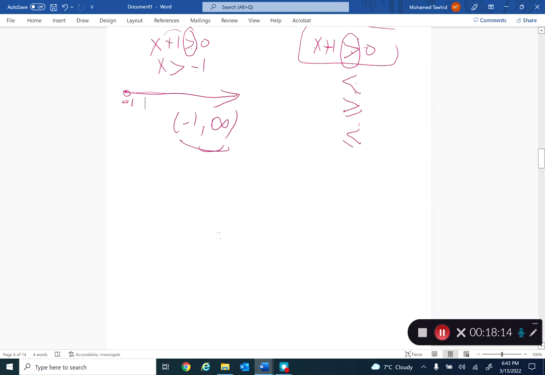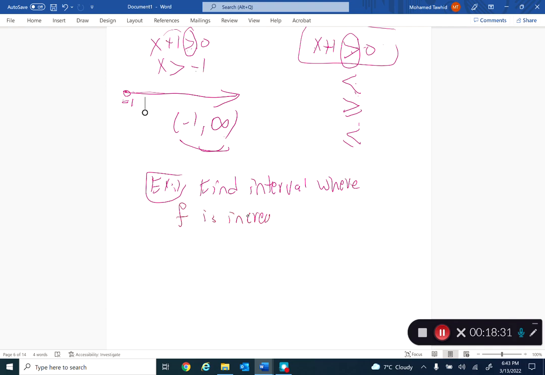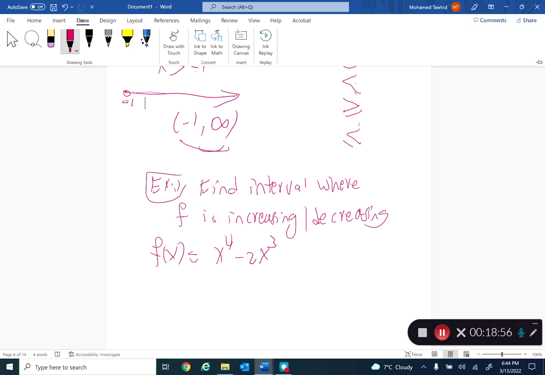Example number 1: I need to find the interval where f is increasing and decreasing. Let me give you f of x. f of x equals x to the power 4 minus 2x cubed. I need to figure out where f is increasing and where f is decreasing.